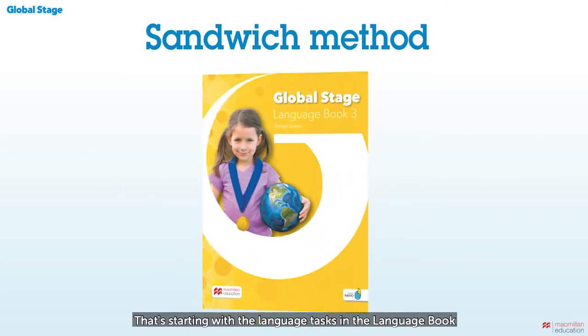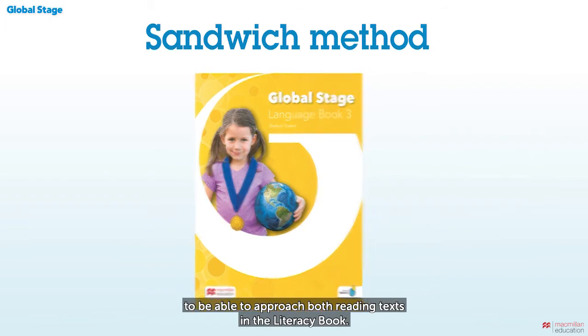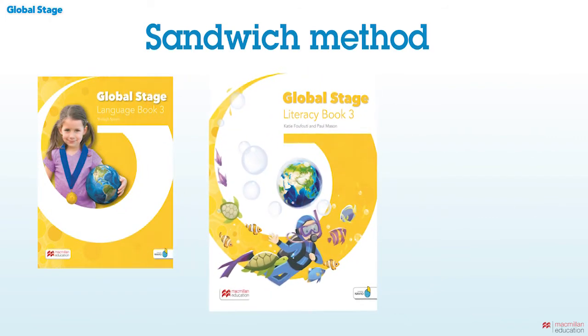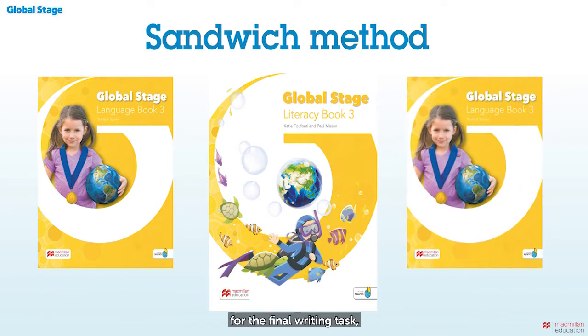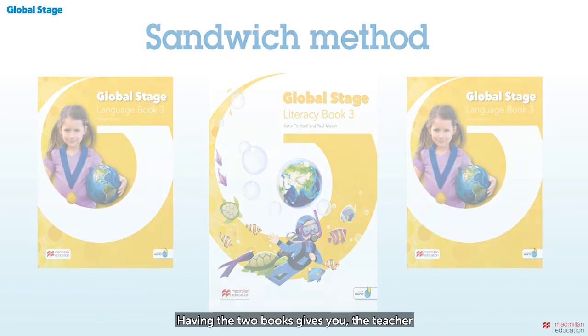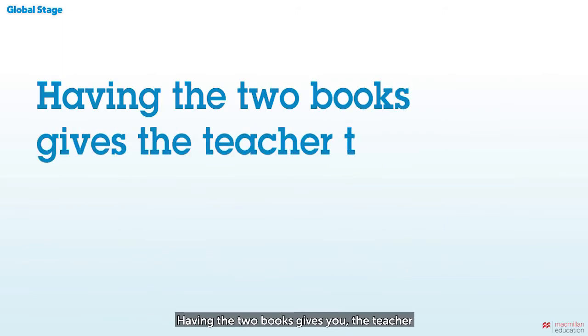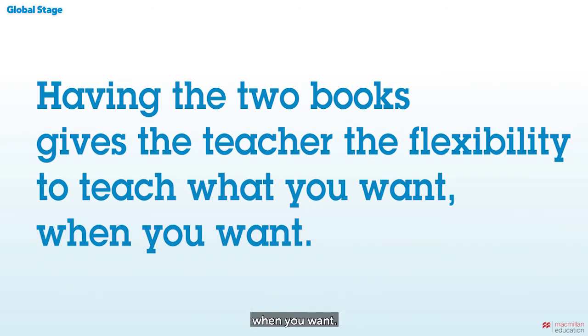That's starting with the language tasks in the language book to give students a solid foundation of the language they need to be able to approach both reading texts in the literacy book. Once they've done the 2 reading texts, they then go back to the language book for the final writing task, which brings together all of the language in the unit from both books. Having the 2 books gives you, the teacher, the flexibility to teach what you want, when you want.